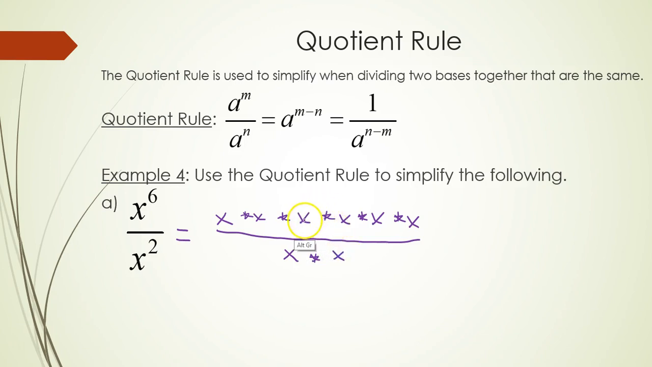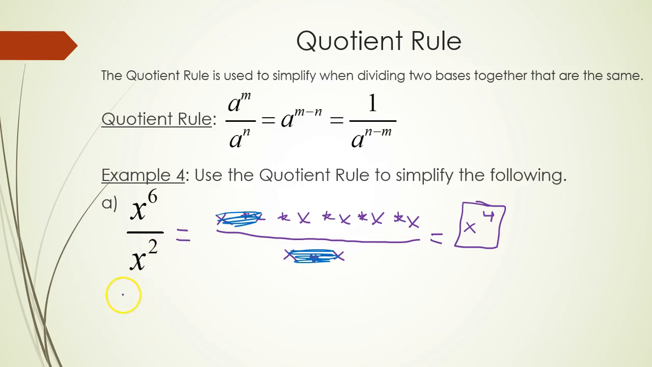Notice, you can cancel out two copies of x on top with two copies of x on the bottom of the fraction, leaving you with just x to the fourth. You could have easily obtained that power of 4 by subtracting 6 minus 2. That's what the quotient rule is telling you to do.